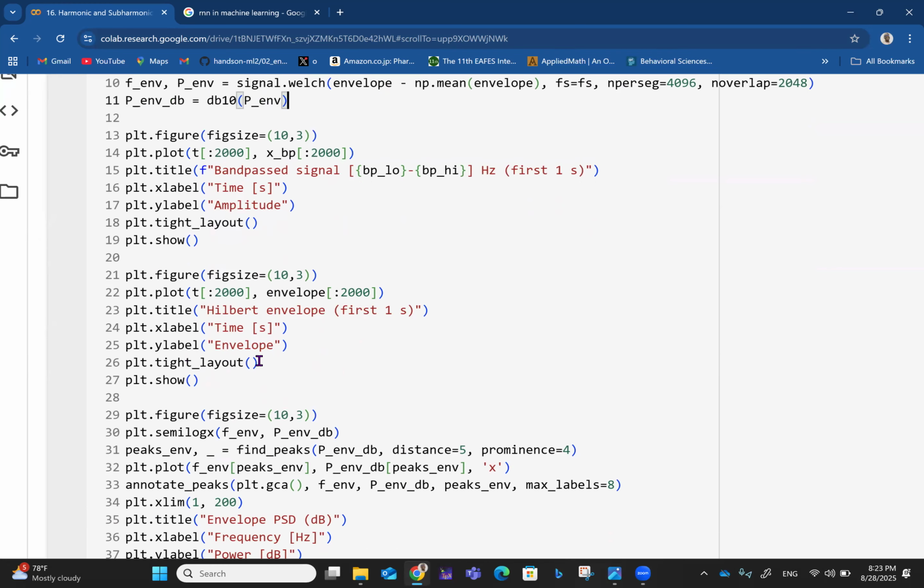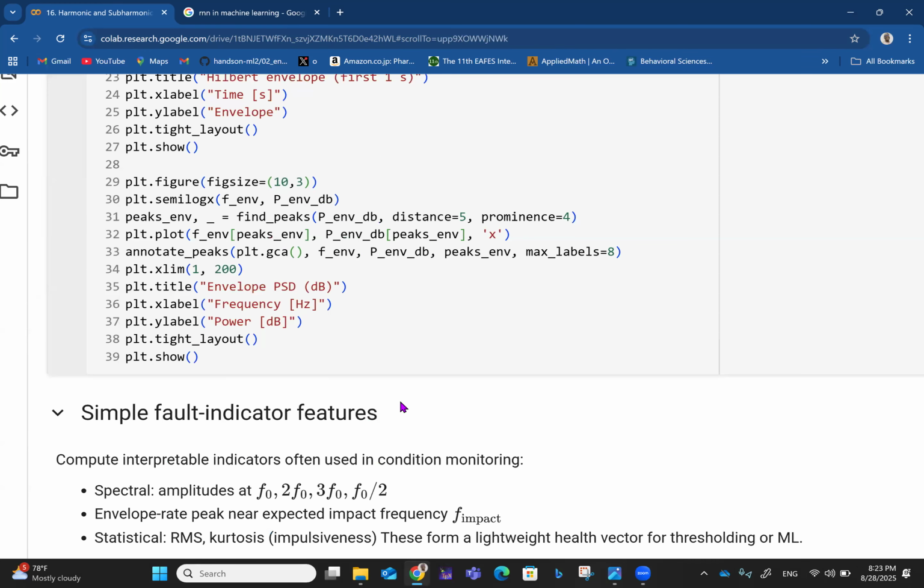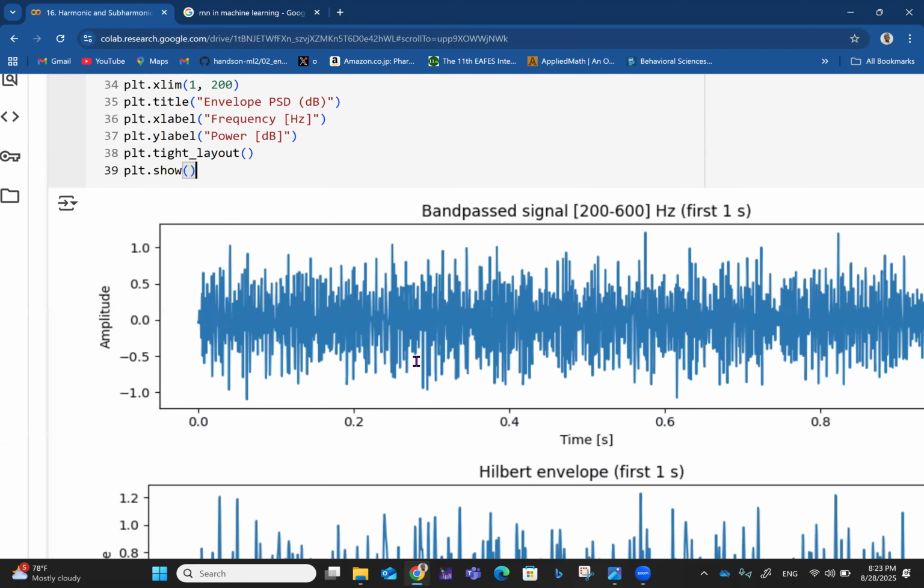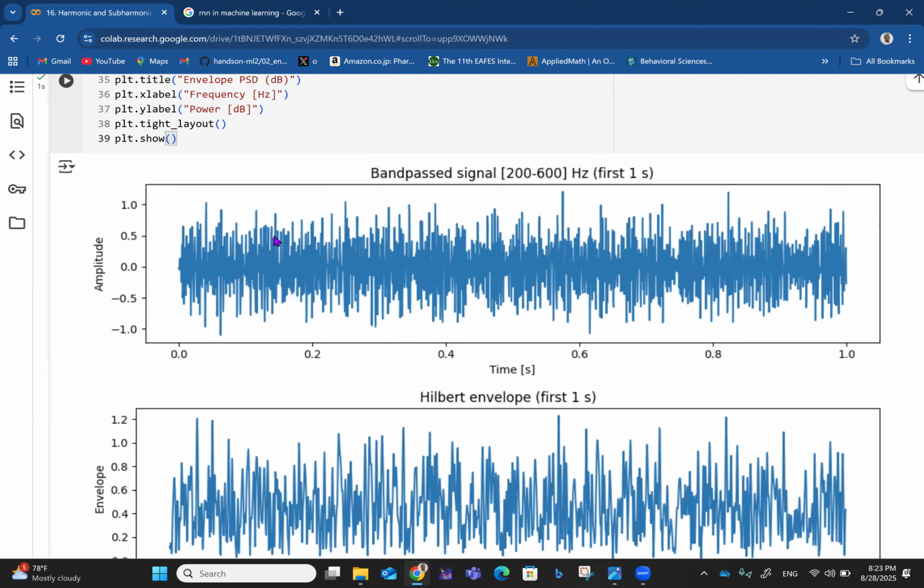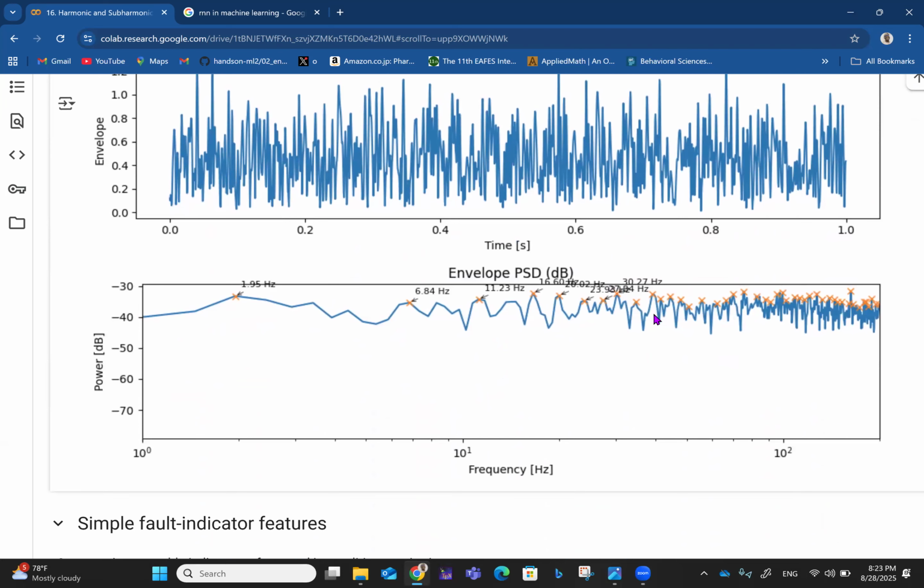We do all the plots. First plot is about band signal, low, high, and all that. Second is about Hilbert envelope, first 1 second. Next is about envelope PSD, that's envelope power spectral density. So if you run that, you have all these things. This is the first one, bandpass signal between 200 to 600 hertz. Then the next you have the Hilbert envelope. This is what that looks like. For the envelope PSD, we have some peaks detected like that.